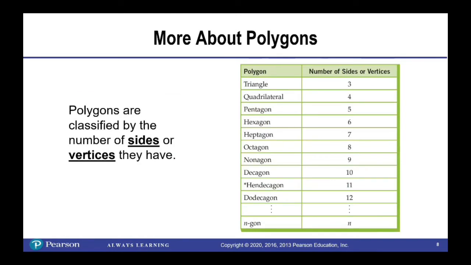Polygons are classified by their number of sides or the number of vertices. For instance, a triangle has 3 sides, a quadrilateral has 4, a pentagon has 5 sides, hexagon has 6, and so on. Be sure you are familiar with the names of these polygons. Now, by the way, if a polygon has more than 12 sides, we name it by how many sides and gon. For instance, a polygon with 20 sides would be a 20-gon.